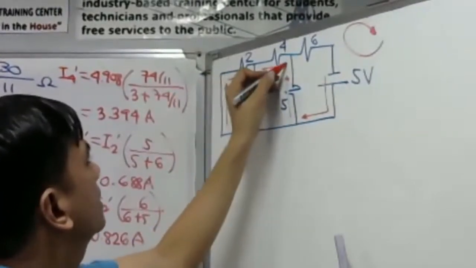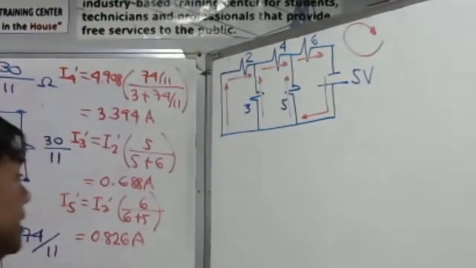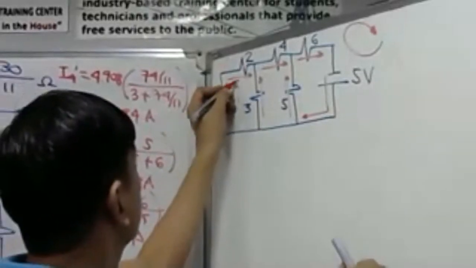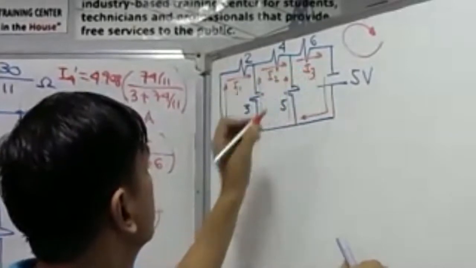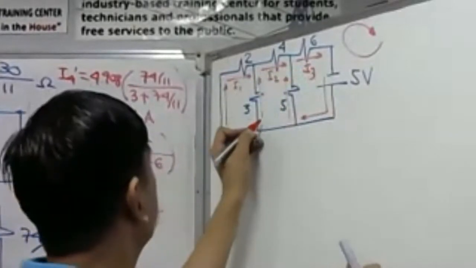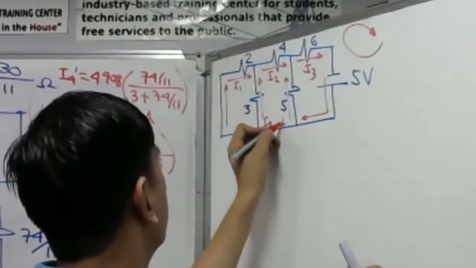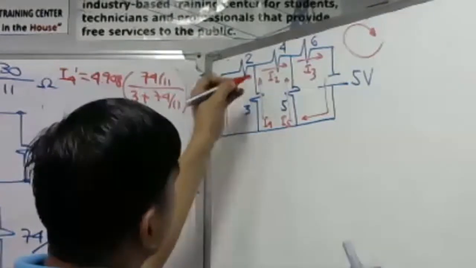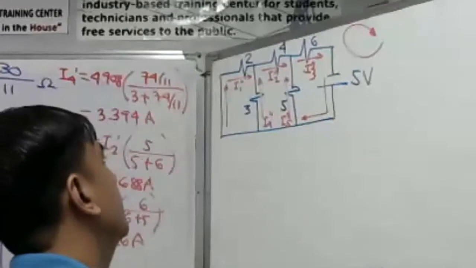Then we have a current here. Now, the current in the 2 ohm resistor is I1, so make this I1. This is I1, this is I2, this is I3. Of course, in the 3 ohm, we have I4. In the 5 ohm, of course, we have I5, but put a double prime here. These are all double prime.